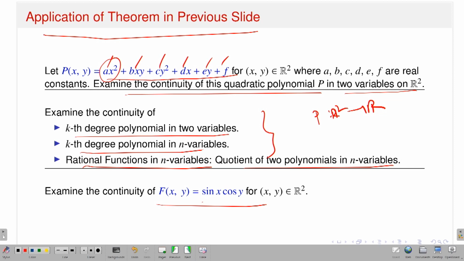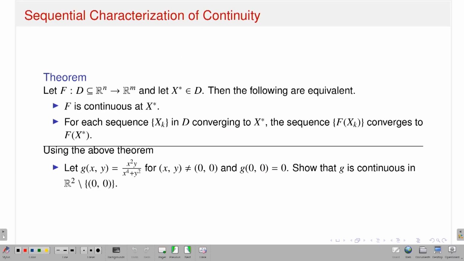Because you have a sine function and cosine function, you just estimate the continuity of capital F at any point. You can use trigonometric formulas and the epsilon delta definition, and then I think you will be able to prove the continuity of capital F.